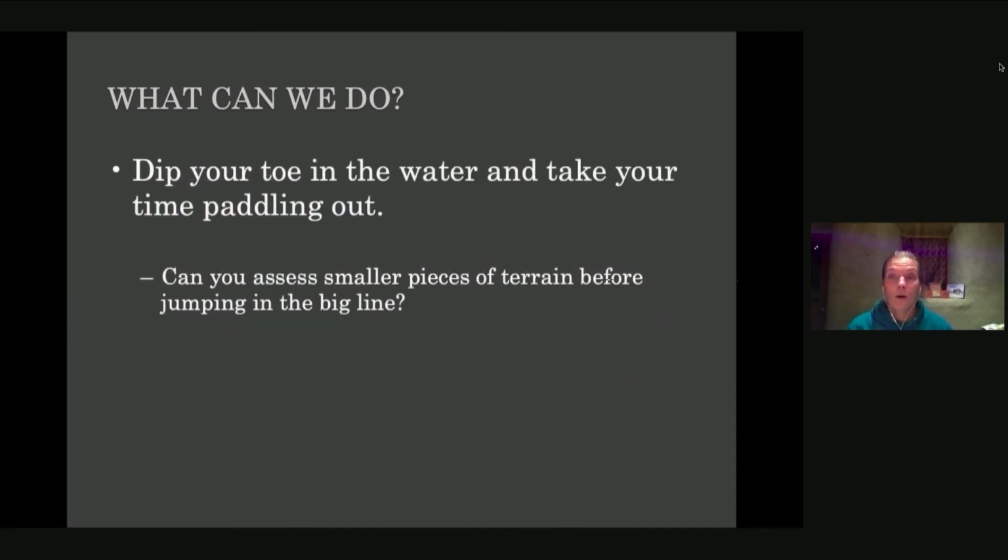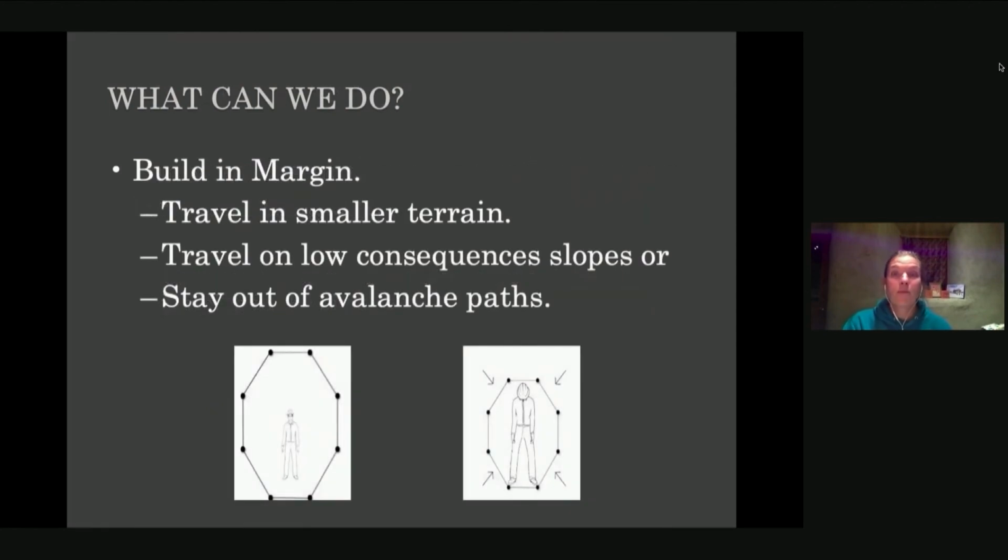Dip your toe into the water. I say this at the start of the season, and I say this at the start of a tour day. If you can assess terrain in small bits before jumping into the gut of a big slope, you're going to be way better set up for success. And you're going to be way better set up to adapt your plan for the day. And then build in margin if you can. Think about where you're headed and if you have room to make errors, or if one error is going to be fatal.